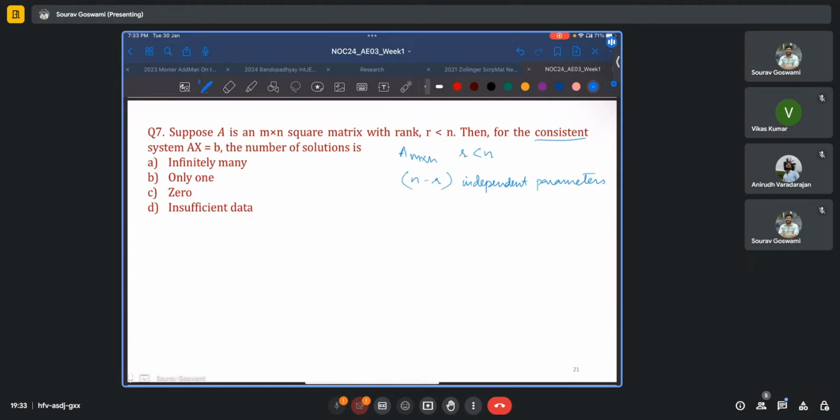And depending on the values which we assign to these independent parameters, our solutions will keep changing, and thus we obtain an entire family of solutions, which will be infinitely many. So option A is correct.